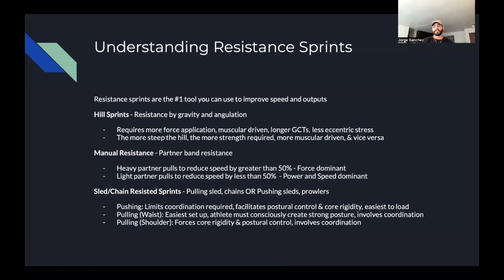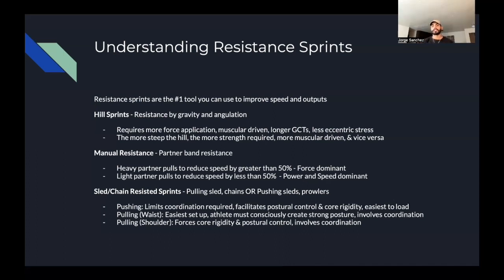Now, a heavy partner pull that reduces your speed by 50% or greater will make it a very strength and force dominant movement, but it allows for more mindfulness at slower speeds to focus on your mechanics. Now, if you use a lighter partner pull, reducing your speed by less than 50%, you'll get more of a power and speed stimulus while still applying lots of force and getting into good positions.